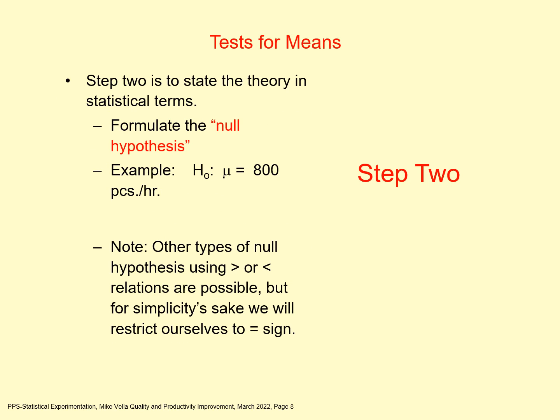So in step 2, we state the theory in statistical terms. Here we're going to formulate the null hypothesis. If you recall, the null hypothesis is the innocent hypothesis. In our example, H0 is that mu equals 800 pieces an hour. Mu, if you recall, is the long-term process average. Please note that there are other types of null hypotheses using the greater than or less than relations, but for simplicity's sake, we're going to restrict ourselves to the equal sign in this particular example.